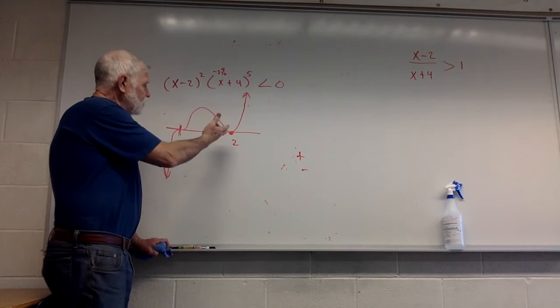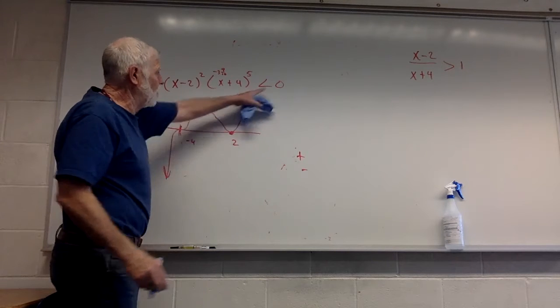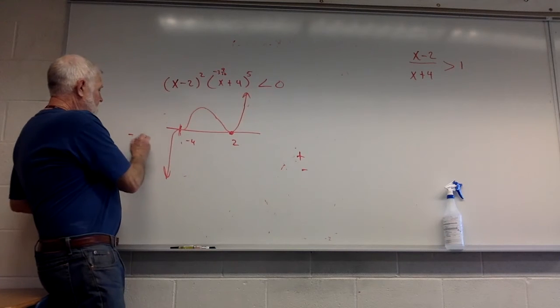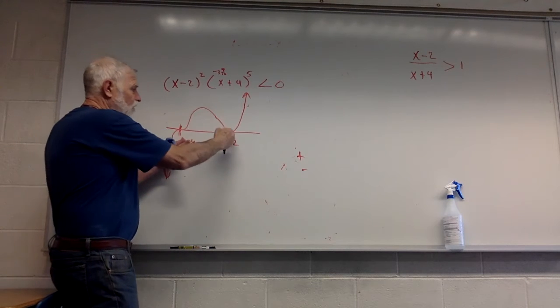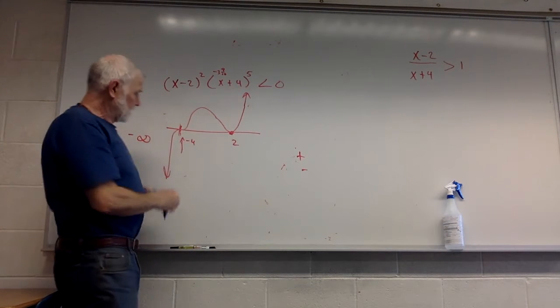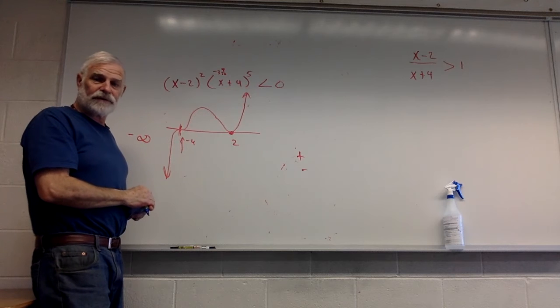All right, so that's what the graph would look like. So now I look at the graph and I ask, when am I less than 0? Oh, negative infinity to -4. After that, it's always equal to 0 or above. So that's where the graphical approach gives you a quicker answer.